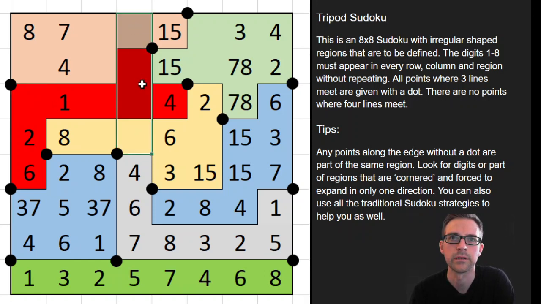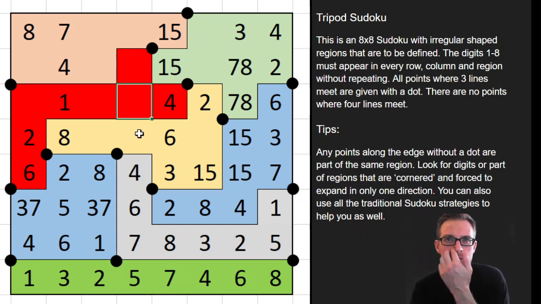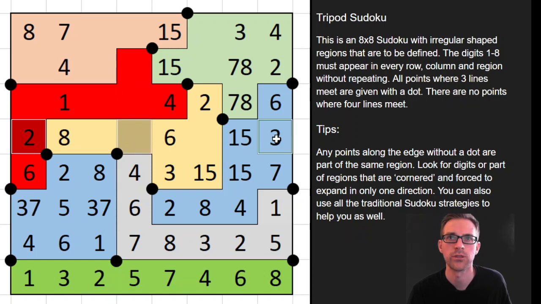Let's look at these 4 again. 1 can't go here. Oh, 2. You know what? Let's look at this. This can't be a 2 or a 3. So it's either a 1 or 8, right? Because we're looking at this column here. Yeah, so this is a naked single. Think about it. This could be a 1. Can't be a 2, can't be a 3, can't be a 4, can't be a 5, can't be a 6, can't be a 7, can't be an 8. So that is a 1.